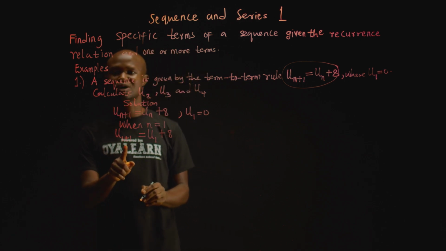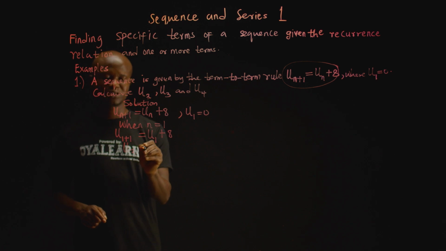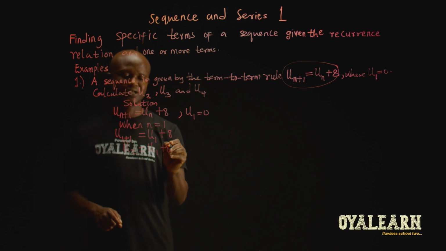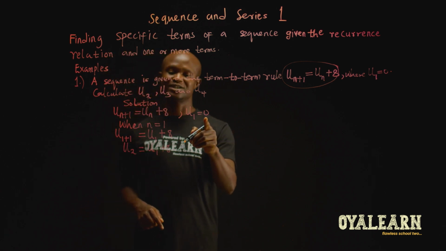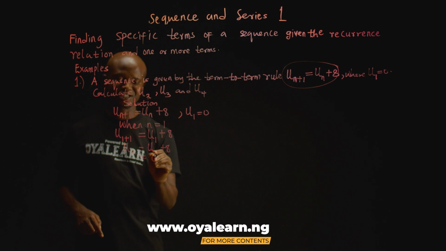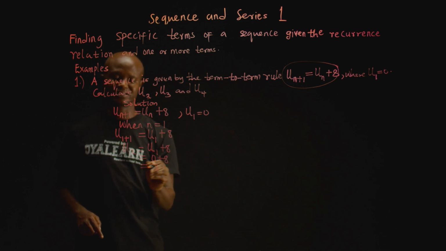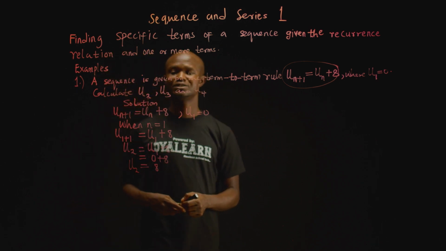Now, 1 plus 1 will give us 2. So this means we have U2 equals U1 plus 8. Now, anywhere we see U1, we put 0, because we have been given that from the question. So this is going to be 0 plus 8. 0 plus 8 will give us 8. So it means that U2 equals 8.